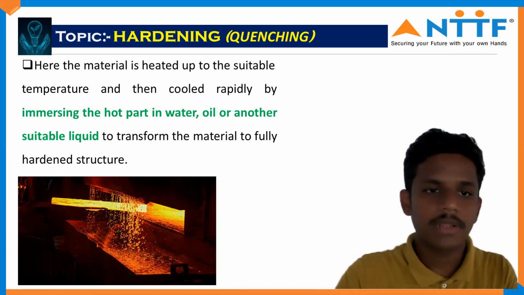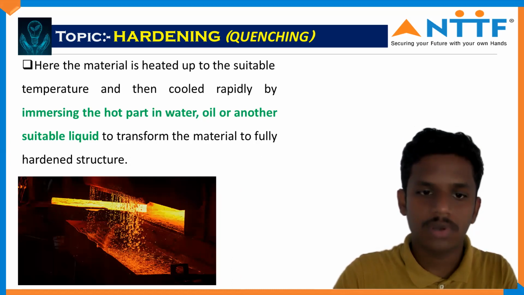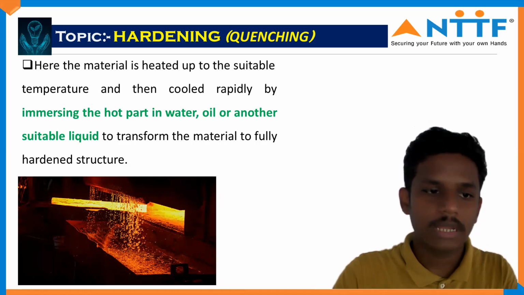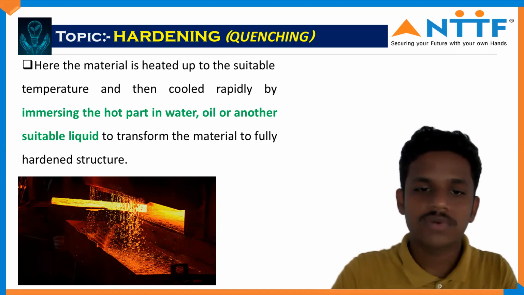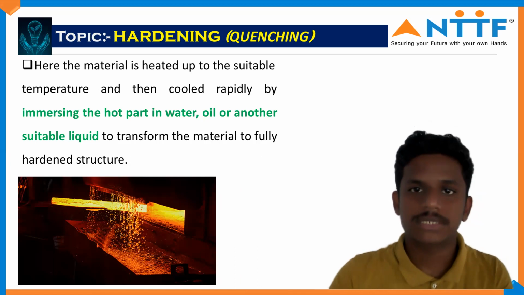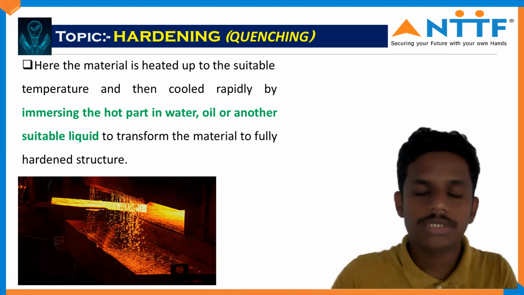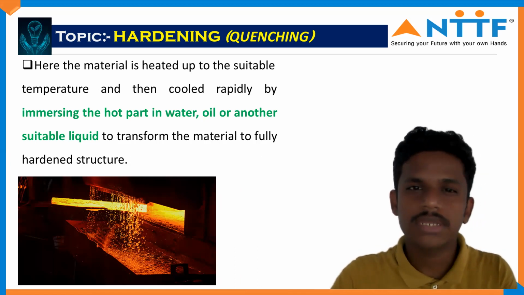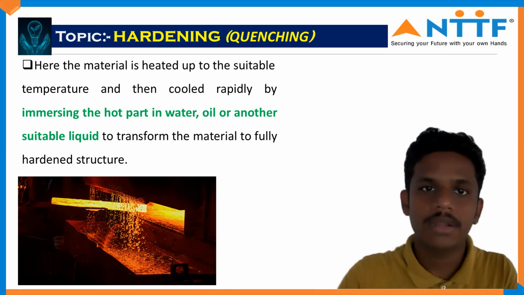Quenching. Here the material is heated up to a suitable temperature and then cooled rapidly by immersing the hot part in water, oil, or any other suitable liquid to transform the material to a fully hardened structure. The example is a pickaxe. The axe which is used is already quenched. Quenching is always used to make the properties of a metal a little bit harder.